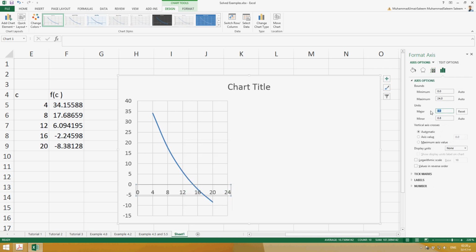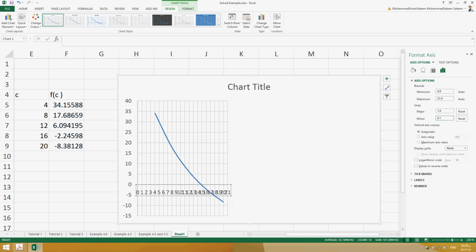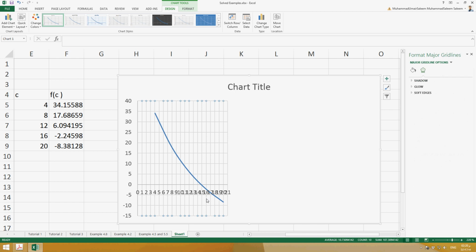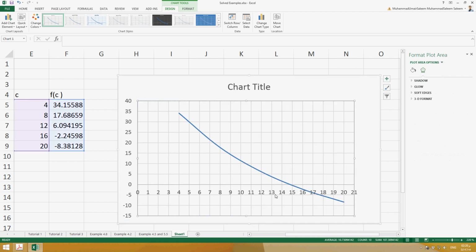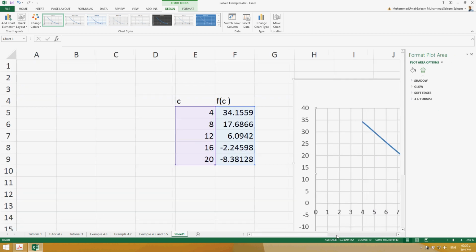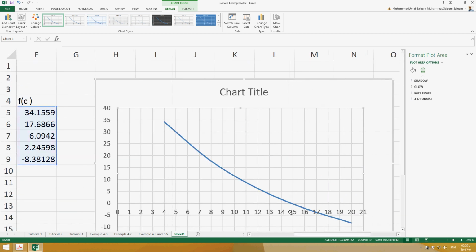And you can just zoom in, or you can just adjust this axis. For example, you can say the major crosses at 2 and the minor is 0.1. So in that way, if you just elongate back this axis, you can adjust the axis and find out what is the root of this equation. So it seems to be somewhere around 14.7, and that is going to be the root of this equation. You can further minimize this, and you can adjust the scale of the axis, and if you want more significant digits, you can also do that.